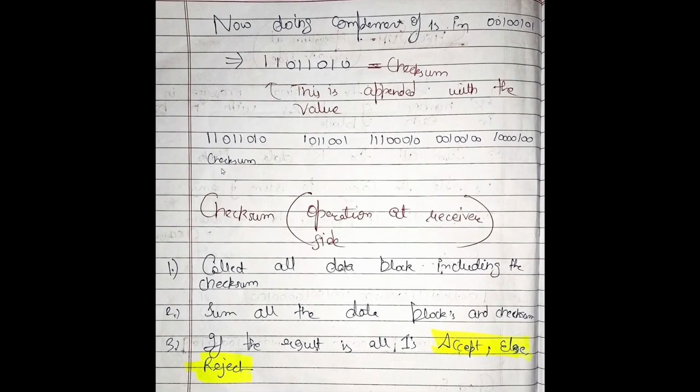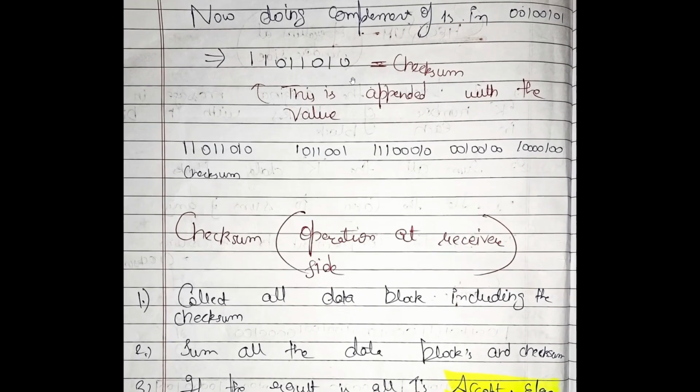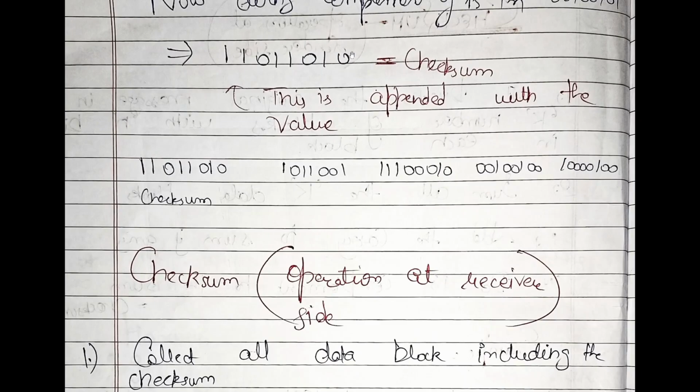Alright, now here when we did the complement, we got this as a checksum. Now this block will be appended with the data. So here it got appended with the data.